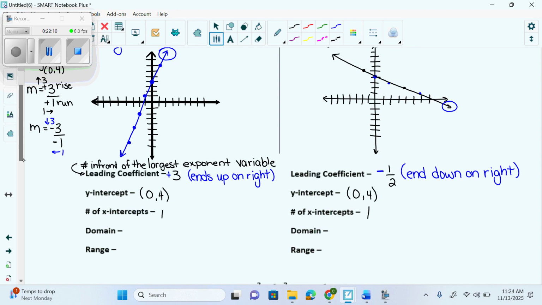What's the domain and range of a linear function? Element of the reals. Because it goes on forever to the right and the left, and it goes on forever up and down, correct? So every x and every y exists. So this one's going to be x such that x is an element of the reals. And whenever your graph goes on forever, it's always x ∈ R, y ∈ R, because it's going out to the right and left forever and up and down forever.